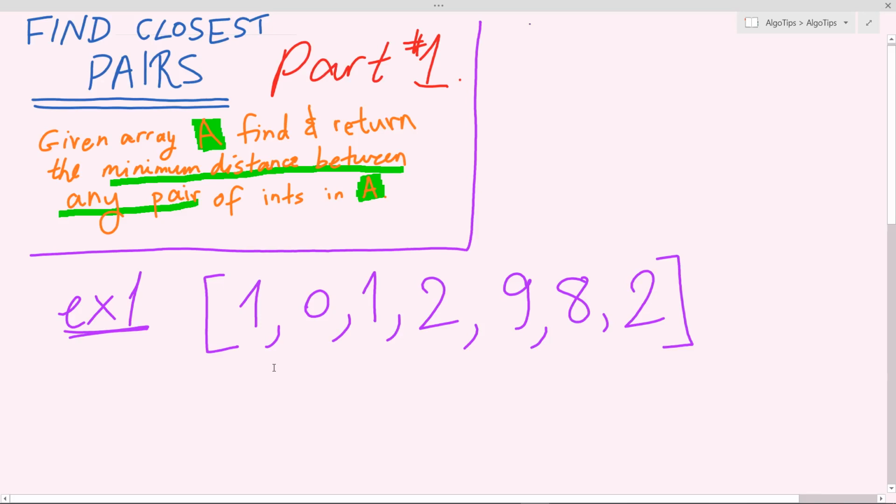Hello. Today we will be looking at a problem, find closest pairs. This is a problem that I challenge you as the viewers, and I present it to you. And in the next video, we'll post a solution as well as the second part, which is higher in difficulty, of this problem.